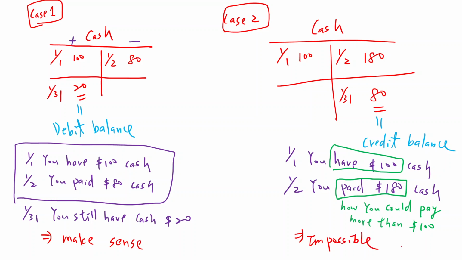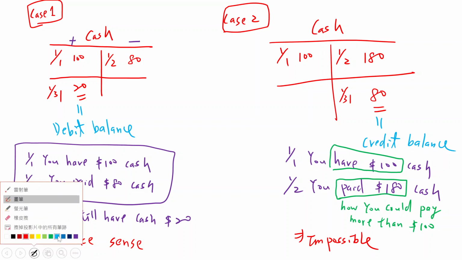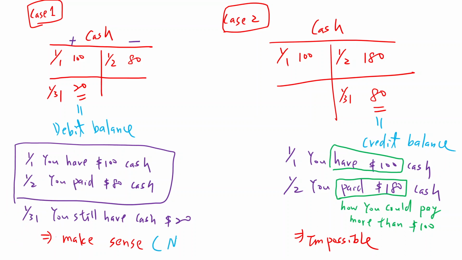Okay? So based on this, we will note for cash, the final number appears on the debit side or credit side. Which one makes sense? Which one is normal? Case 1, right? Case 1 makes sense, which means that's normal. Case 2, impossible, so it is abnormal.